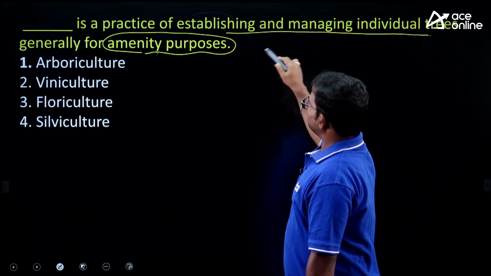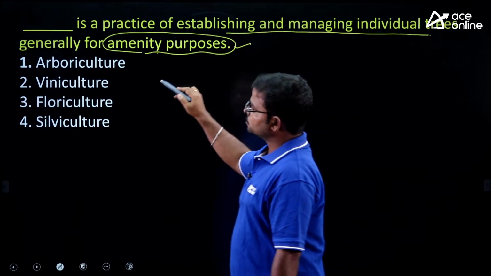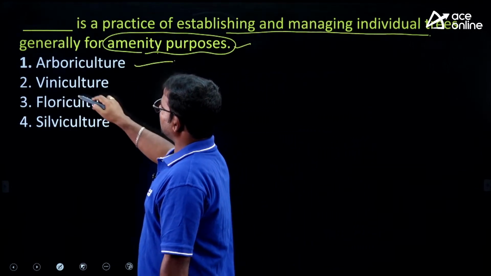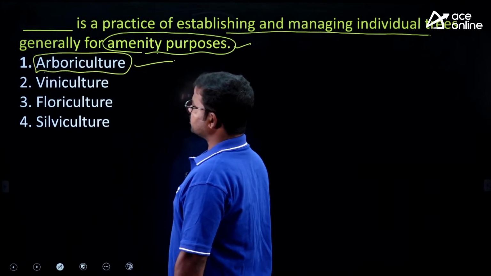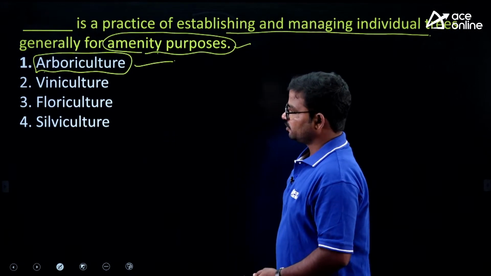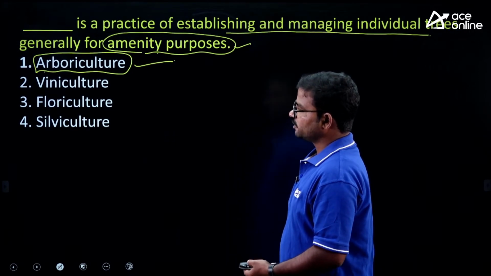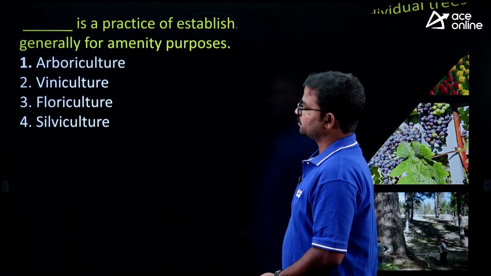If you consider amenity purposes, you have to choose this one, arboriculture. Option 1 is the correct option. What about the remaining ones? Viniculture, floriculture, silviculture. What is the meaning of these derivatives?